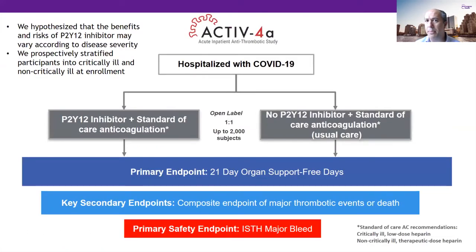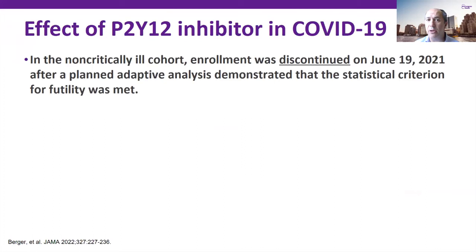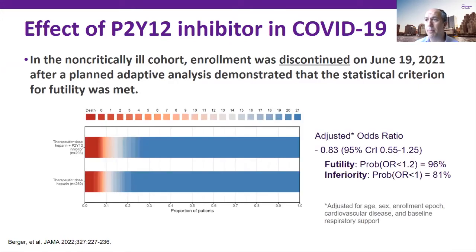Now, we led the ACTIV-4 P2Y12 inhibitor component. This was on top of standard of care anticoagulation. Our primary endpoint was 21-day organ support-free days, and we looked at thrombotic events or death. Very importantly, we stratified our population up front to those that were critically ill as well as those that were not critically ill. In the non-critically ill cohort, our trial was stopped a year ago now because futility was met. Looking at this bar graph, you see that the number of patients that died or had very few organ support-free days was similar to those that received P2Y12 inhibitors compared to those that did not. In fact, we had a 96% probability of futility for P2Y12 inhibitors in non-critically ill patients.